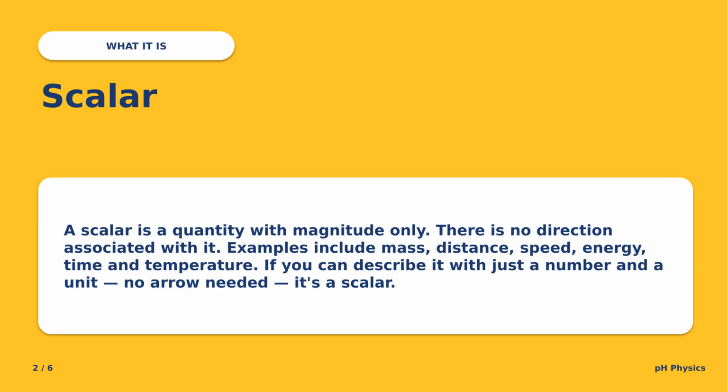A scalar is a quantity with magnitude only. There is no direction associated with it. Examples include mass, distance, speed, energy, time, and temperature. If you can describe it with just a number and a unit, with no arrow needed, it's a scalar.